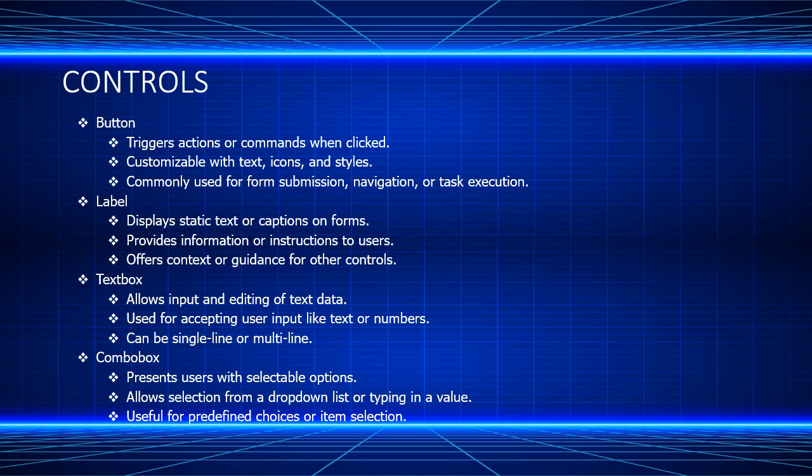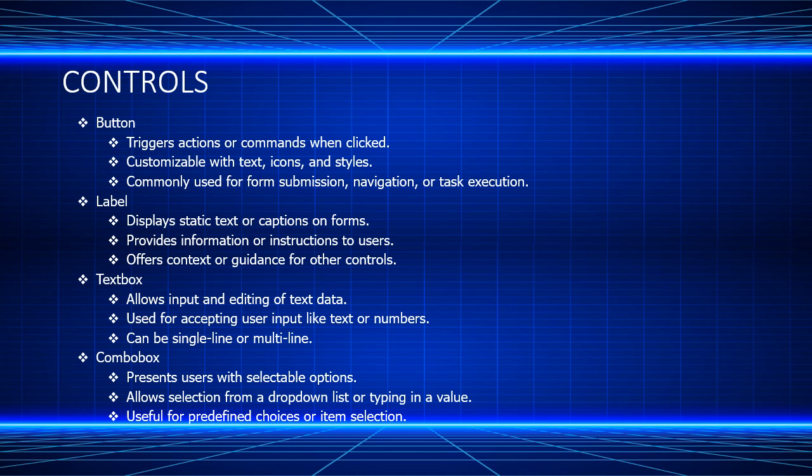Label. Labels serve the purpose of displaying static text or captions on forms. They furnish users with information, instructions, or descriptions regarding other controls or elements on the form. Labels are instrumental in conveying non-editable text for providing context or guidance. Text box. Text boxes facilitate user input and editing of text data. They are prevalent for accepting user-generated content, such as text, numbers, or alphanumeric characters. Text boxes may vary between single-line and multi-line formats, tailored to accommodate specific input requirements.